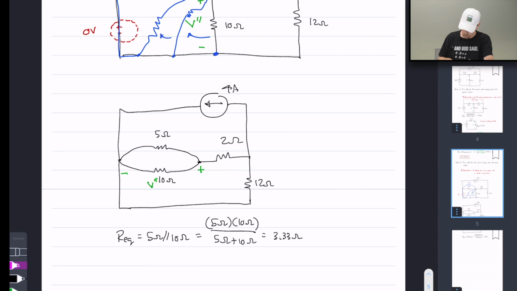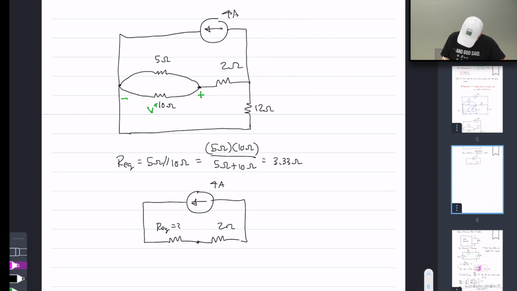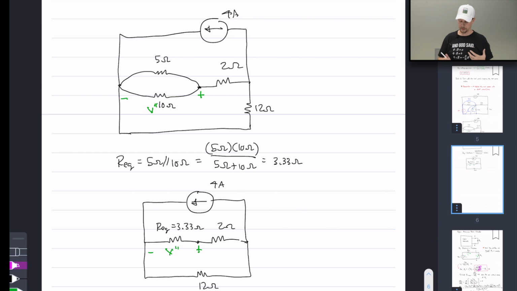Right? So the equivalent circuit that we have now looks like this. We have a 4 amp source, our equivalent resistor there, 3.33 ohms, and a 2 ohm resistor, and then down here, I'm just going to move this 12 ohm resistor down slightly. And the voltage that we're looking for is V double prime. It is that voltage with that particular polarity.